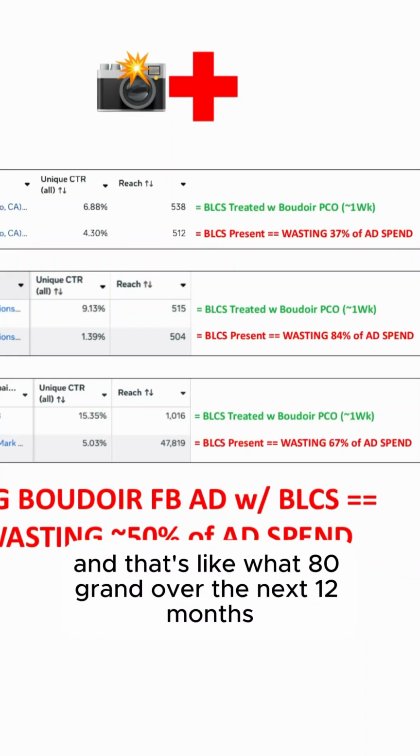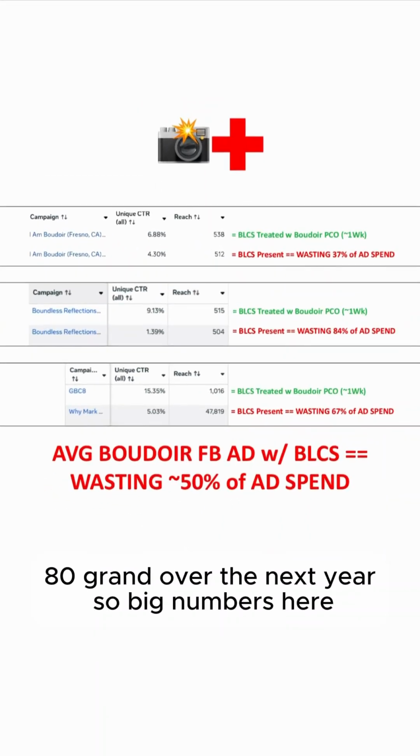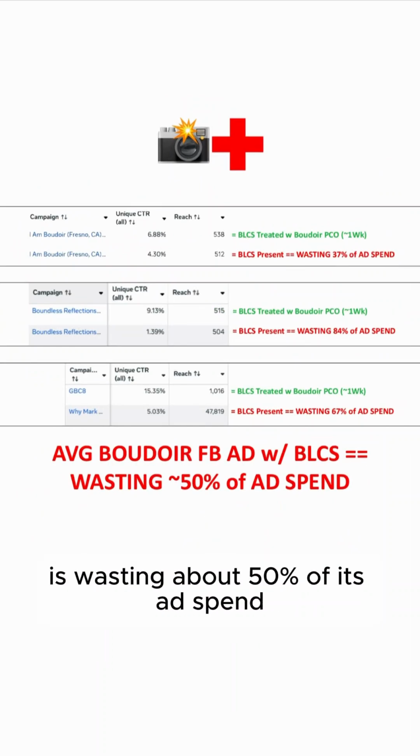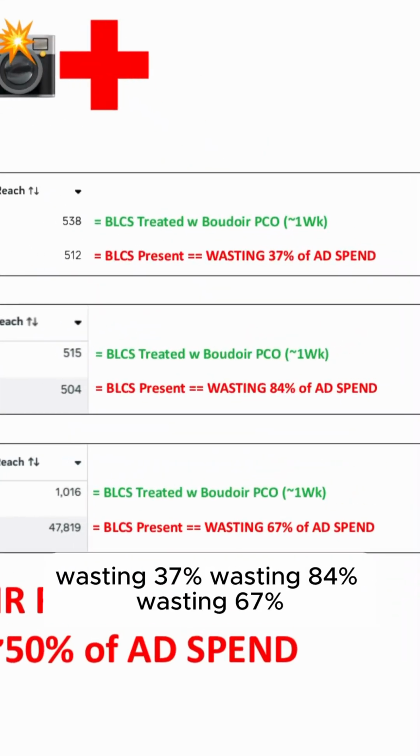And that's like what, 80 grand over the next 12 months, 80 grand over the next year. So big numbers here. Now the average Boudoir Facebook ad with BLCS is wasting about 50% of its ad spend. I mean, look at the numbers right here, wasting 37%, wasting 84%, wasting 67%.